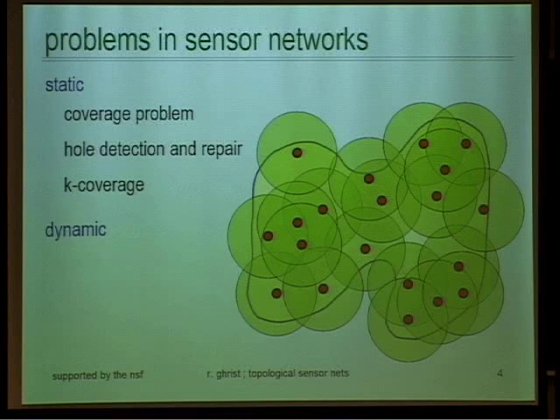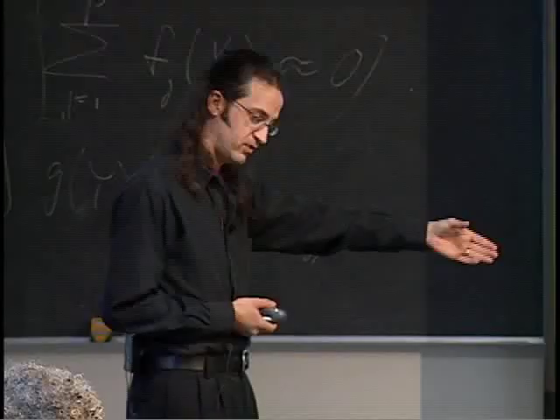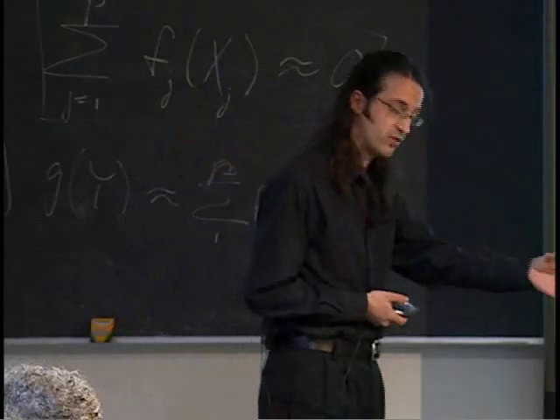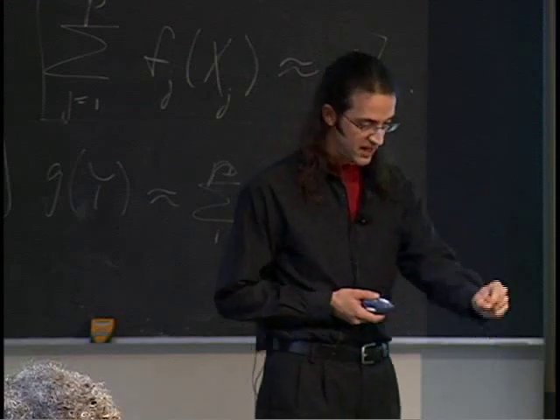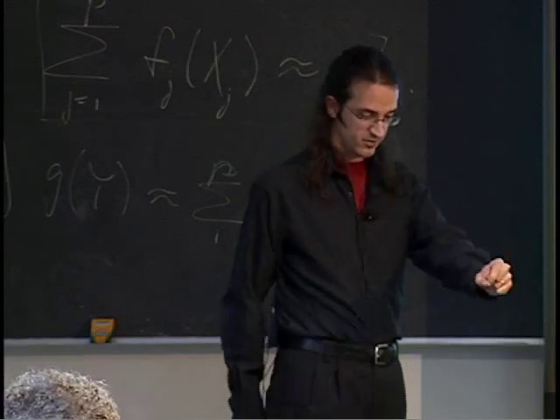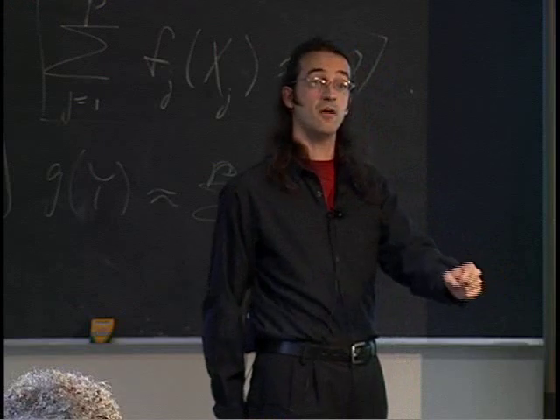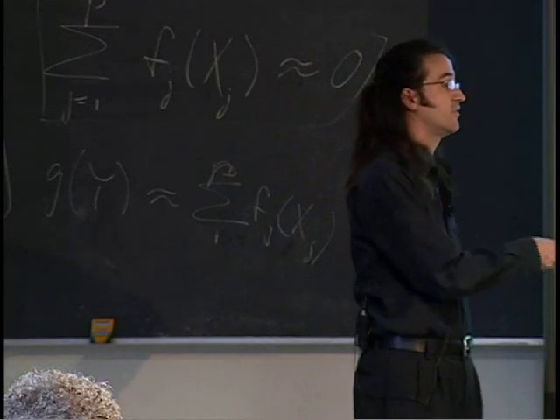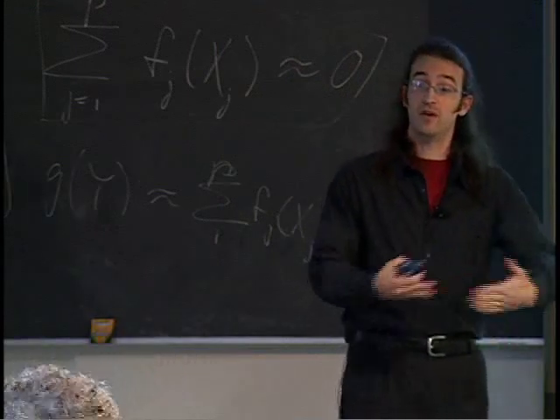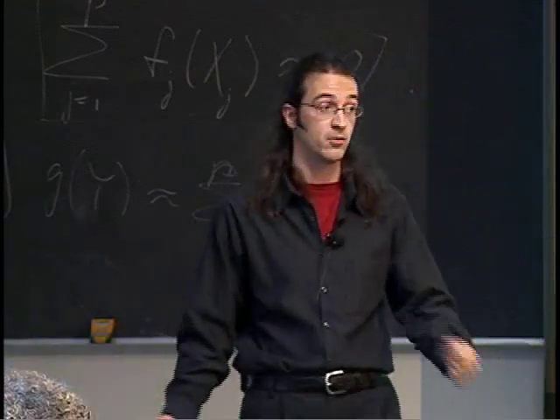There are also a lot of dynamic problems. If I have security cameras that are moving or spy satellites where the satellites are moving and they're sweeping out some coverage, if I have an evader that is static, so if I'm looking for some static object, how can I move these nodes around in such a way to guarantee that I've swept out the entire domain?